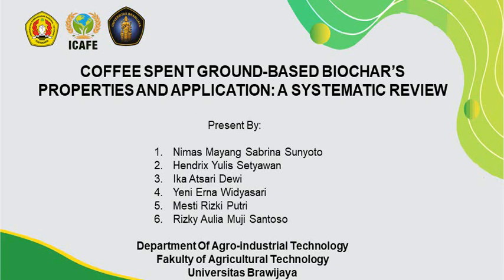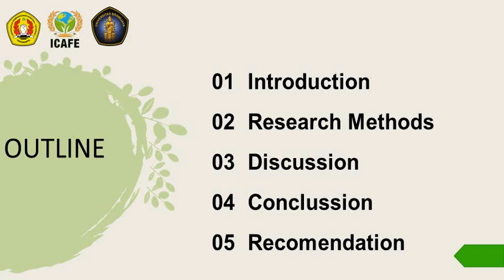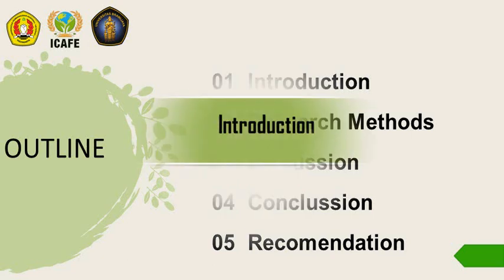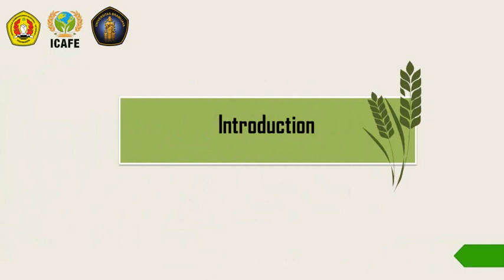We will present the result of our discussion with the title Coffee Spent Ground Plus Biochar Property and Application, a Systematic Review. The outline is introduction, research method, discussion, conclusion, and recommendation. The first discussion is introduction.